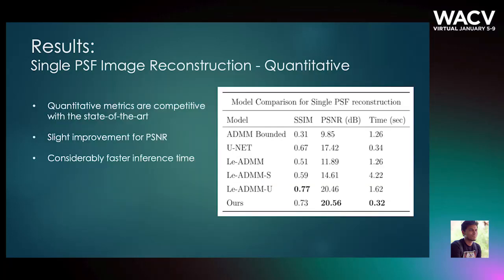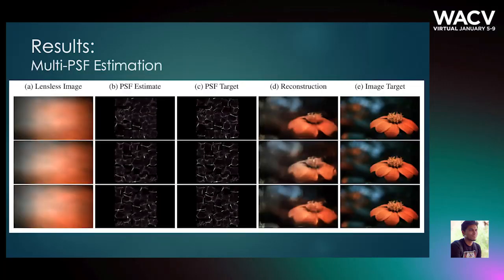The quantitative results as well show competitive performance with the state-of-the-art method. While our method is slightly lacking for the SSIM metric, it shows a slight improvement in PSNR while performing reconstruction with a considerably faster inference time. For PSF estimation, the model can estimate the PSF quite closely to the true PSF with small deviations. The PSF variations are reflected with slight variations in the image reconstruction quality, but the network is largely able to generalize and reconstruct them fairly well.